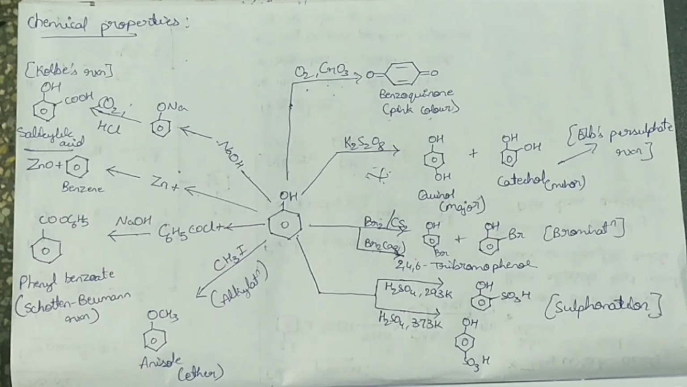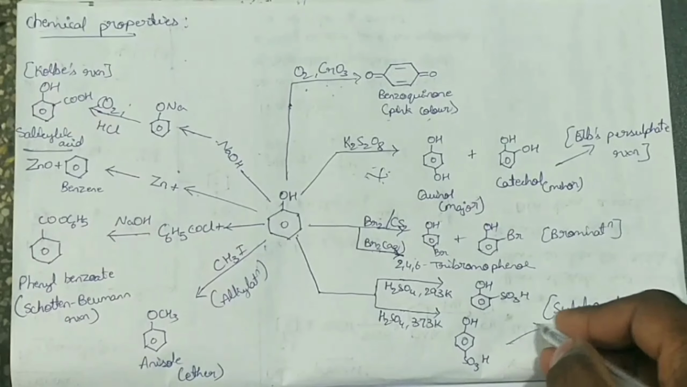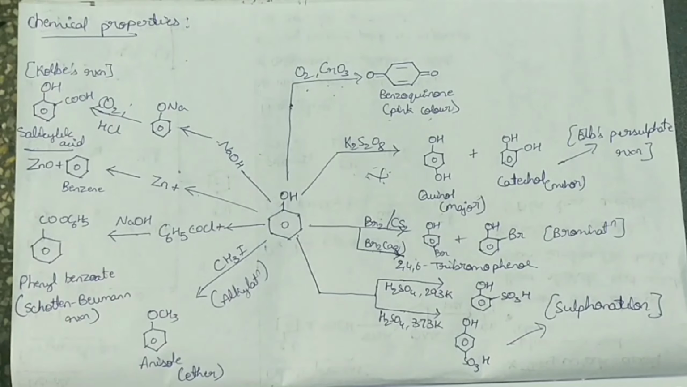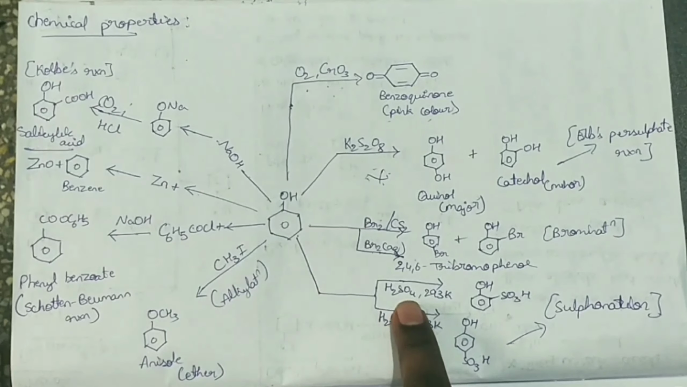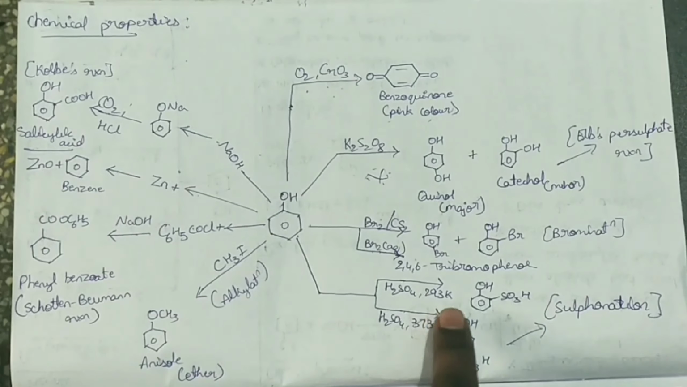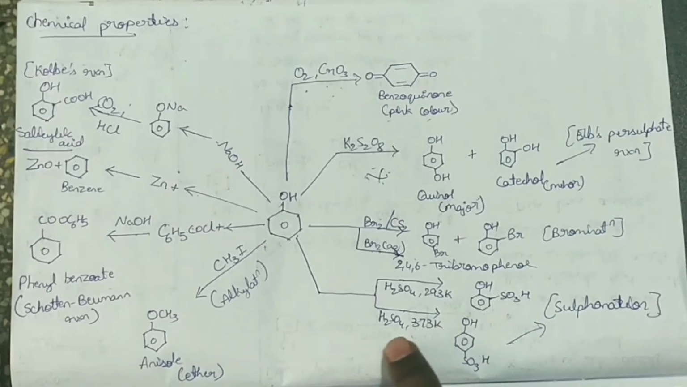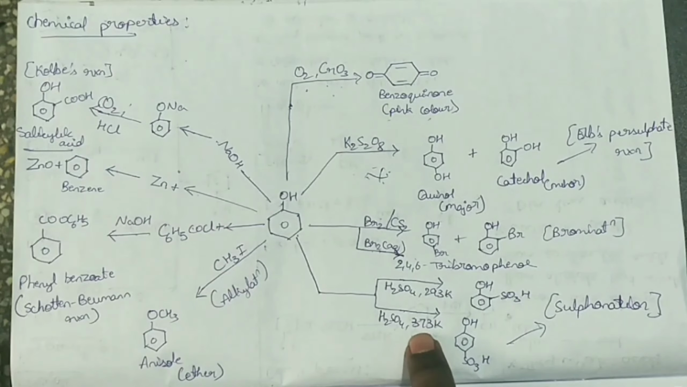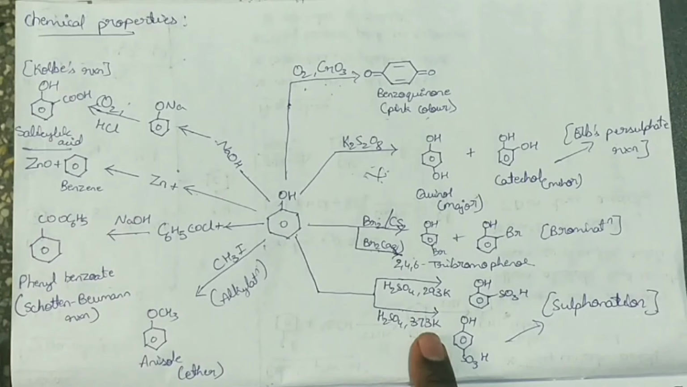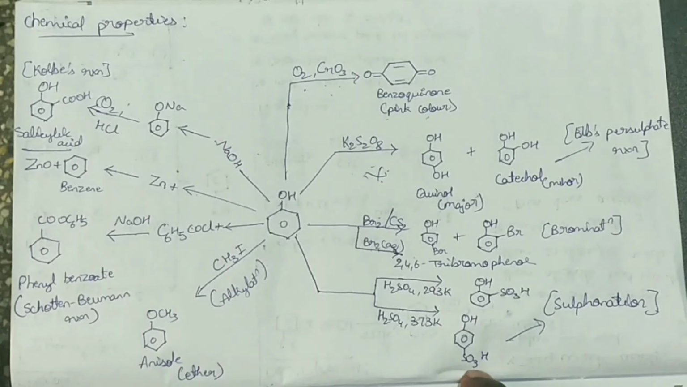Next, phenol reacting with H2SO4 at 293 Kelvin. Remember, these two reactions are sulfonation reactions. Phenol reacting with H2SO4 at 293 Kelvin, the SO3H group will be attached to the ortho position of the phenol, whereas when H2SO4 is treated at 373 Kelvin, the SO3H will be attached to the para position of the phenol.